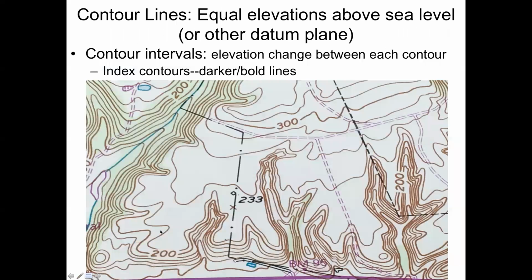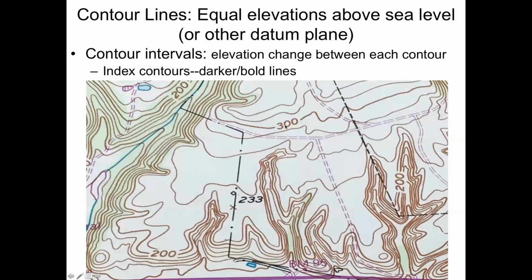Okay, a little bit on contour lines. Contour lines represent points of equal elevation above sea level. Because we're talking about land areas, most of the time, there are some exceptions, but most of the time, all of these elevations are going to be above sea level if you're on land. Now, the contour lines are shown in brown.